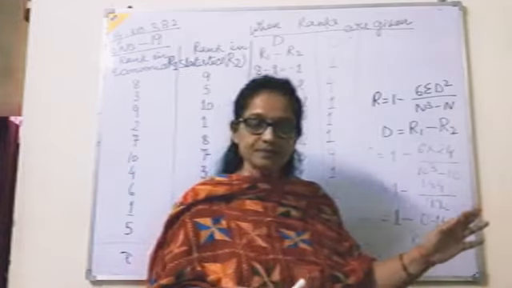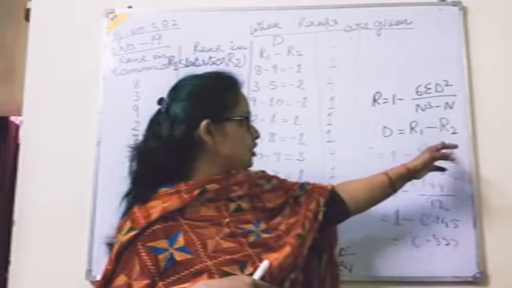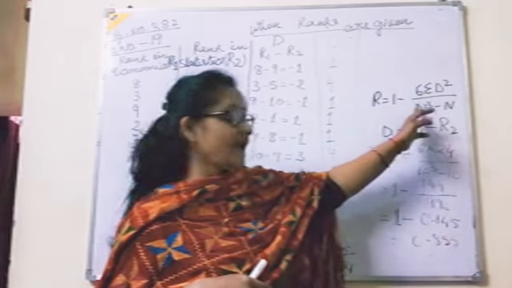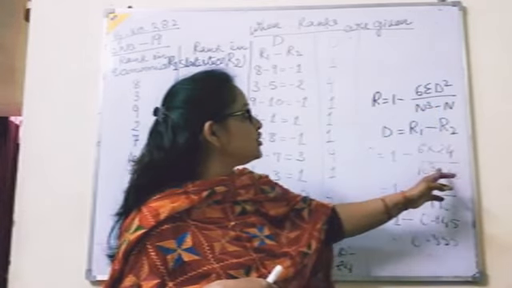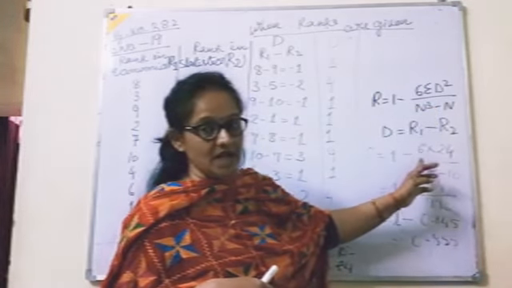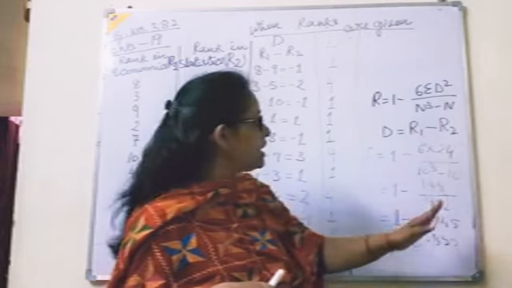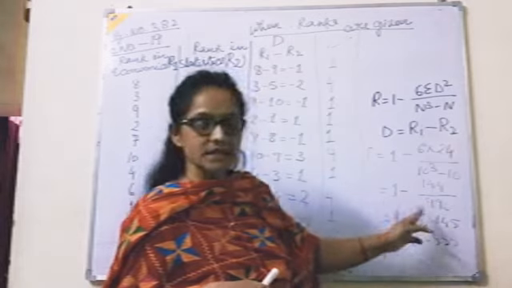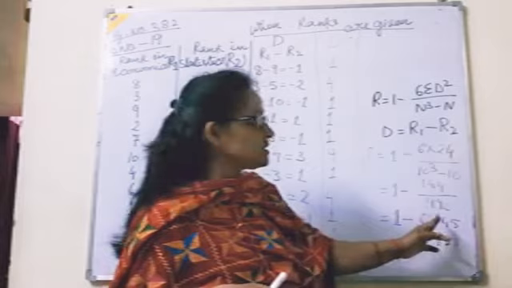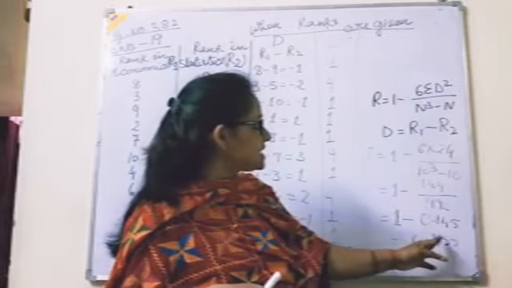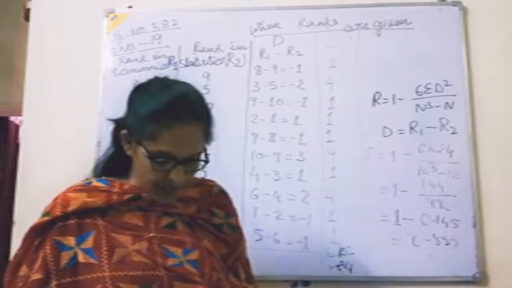Then we plotted 1 minus 6, summation D square we got 24, so 6 into 24 divided by N. N is the number of items. How many items are there? 10. So there will be 10 cube minus 10. 10 cube minus 10 will be 1000 minus 10, which is equal to 990. So 144 divided by 990, we will get 0.145. And 1 minus 0.145 will give you 0.855, which is the answer of question number 19.